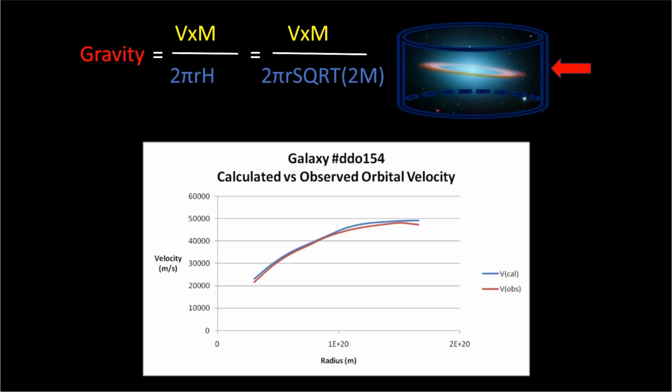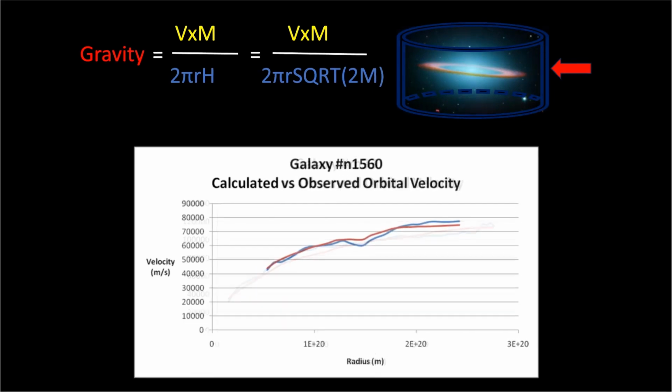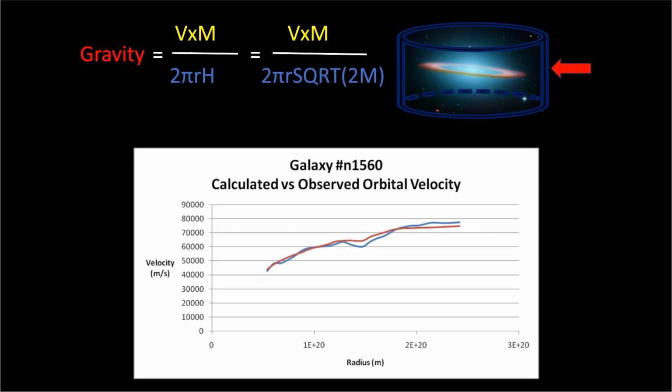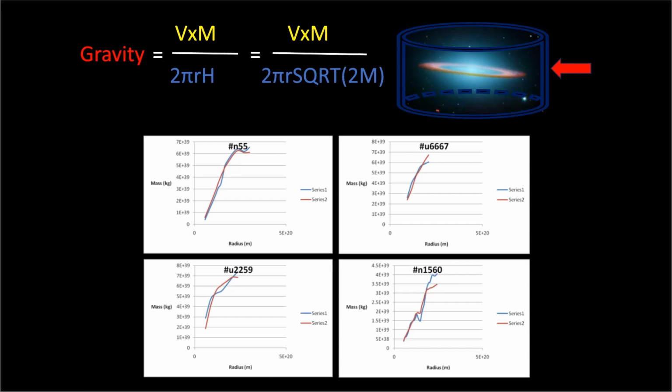Here's galaxy DD0154, and as you can see, we've got the orbital velocity versus the radius in meters, and our blue line is the calculated orbital velocity using the formula above, and the red line is the observed orbital velocity. And we can compare it to other galaxies as well, like M33 and N1560. And if we turn that formula around, we can take the orbital velocity and calculate the visible mass, just like in these examples here, or these ones here.